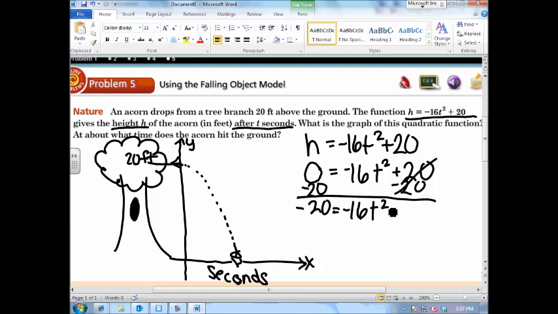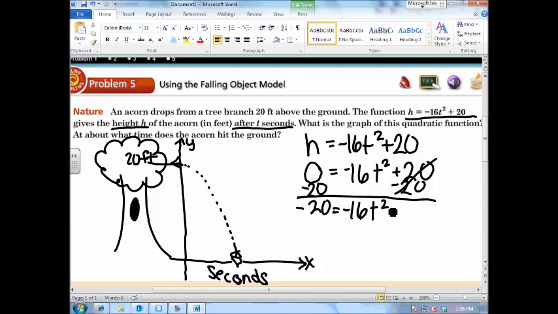Okay, how do we get rid of the negative 16? What does this say? Negative 16 plus t squared? No. Does it say negative 16 minus t squared? No. Does it say negative 16 times t squared? Yes! Gerardo, what's the inverse of timesing?